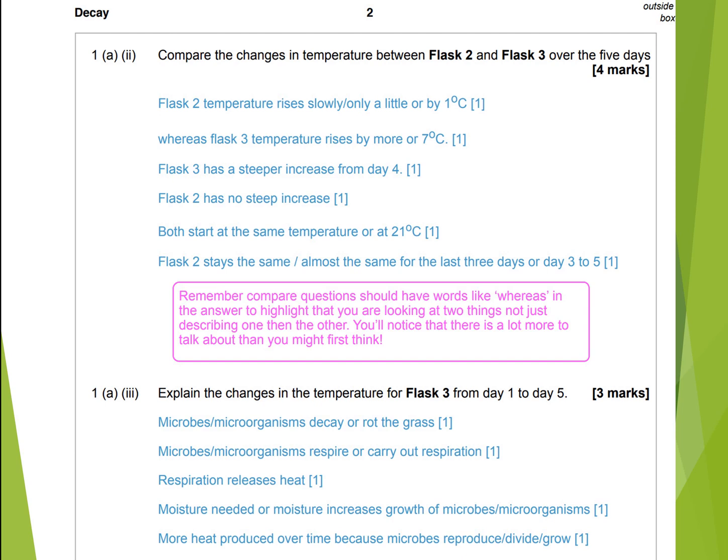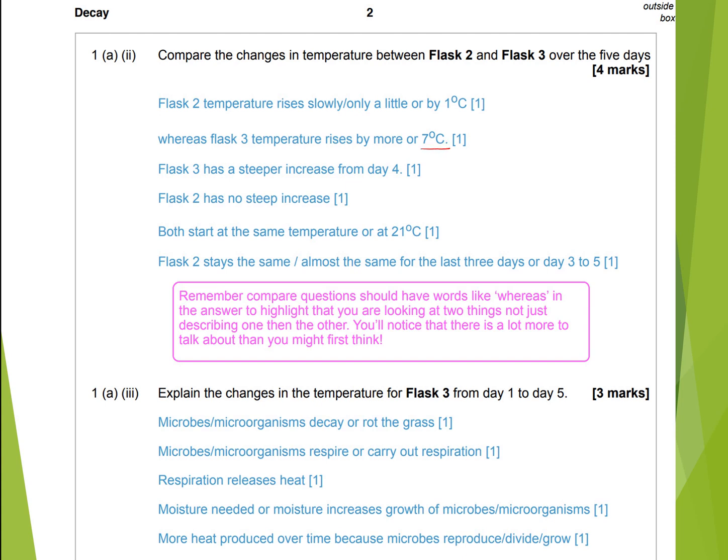So for 1A part 2, compare the changes. Now there are 4 marks here, but you can see in the mark scheme they give us a total of 6. So you only need to pick up 4 out of these 6 to score full marks. So you could say that the flask 2 temperature rises very slowly or only a little, and we can see that because it's quite a shallow line on the graph. Whereas flask 3 temperature rises by more or by 7 degrees Celsius.